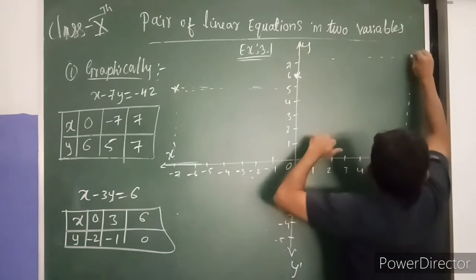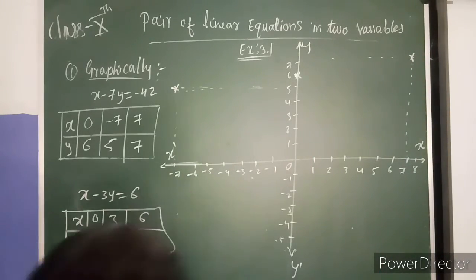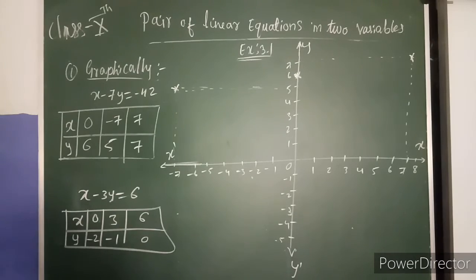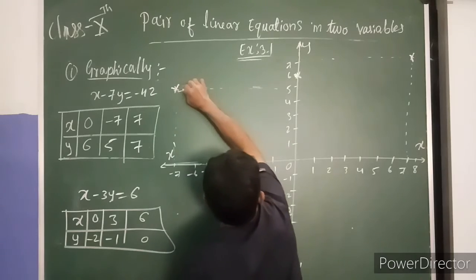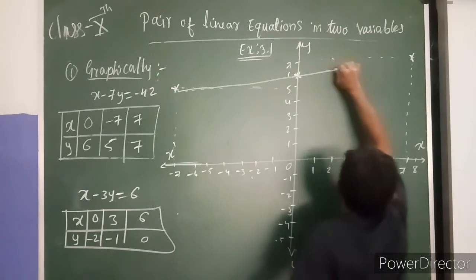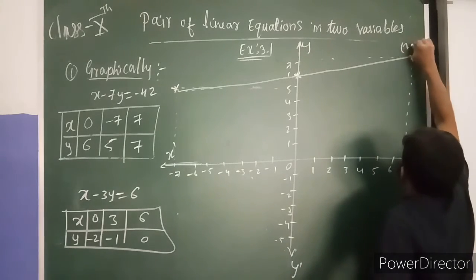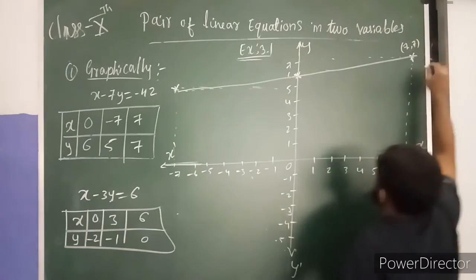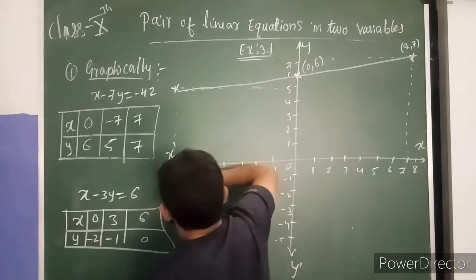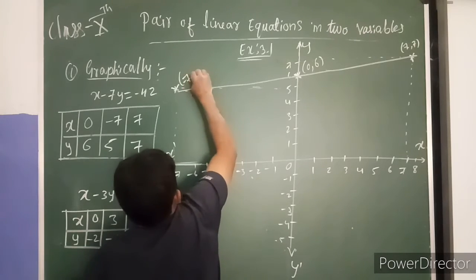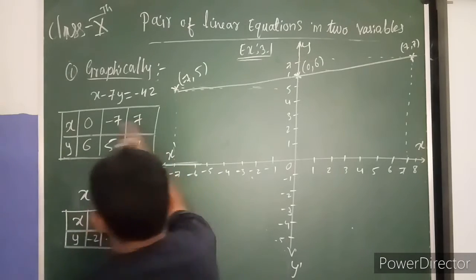No need to draw the dotted line, it is just for algebra, which I am going to explain. You just have to understand the graphical method. After that, I have to draw the straight line through the points we have taken: 7, 0 and 0, 6, and minus 7, 5. These are the first graph, which I have done for the first box.